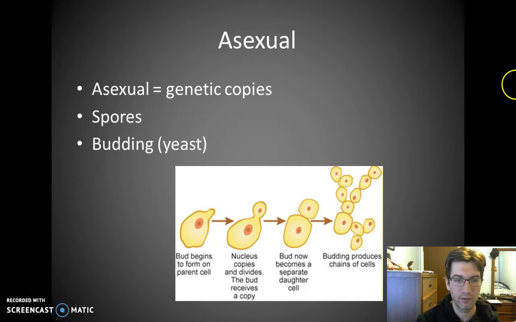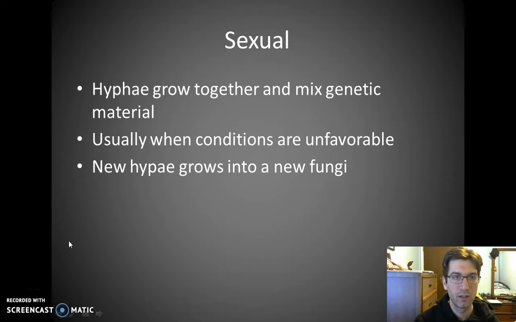You can look at our diagram here for a budding process. Other organisms do this as well, such as starfish. That's one way starfish can reproduce. But this is yeast, and yeast is a fungus. Our next is sexual reproduction. Fungus can go through sexual reproduction.